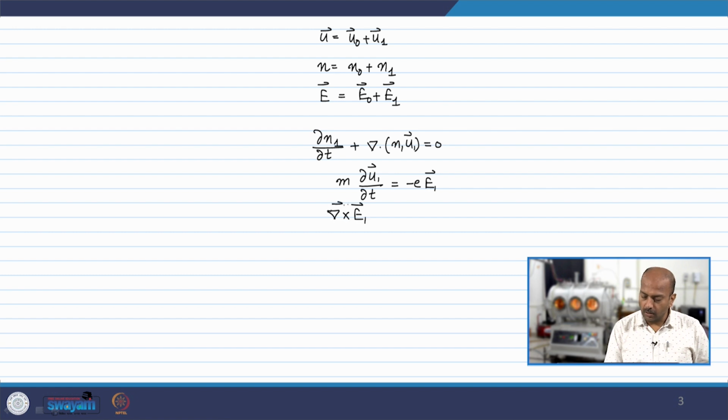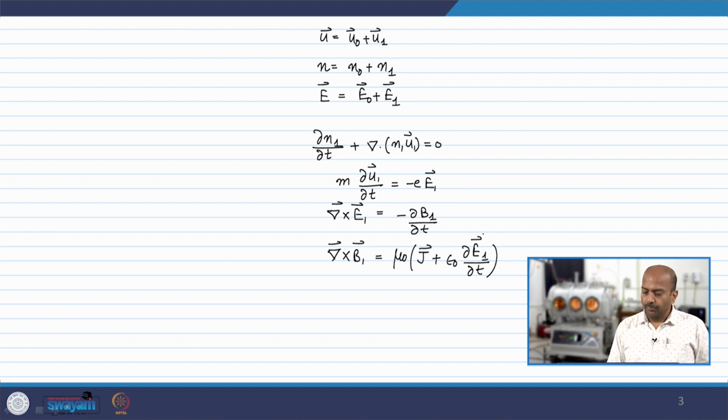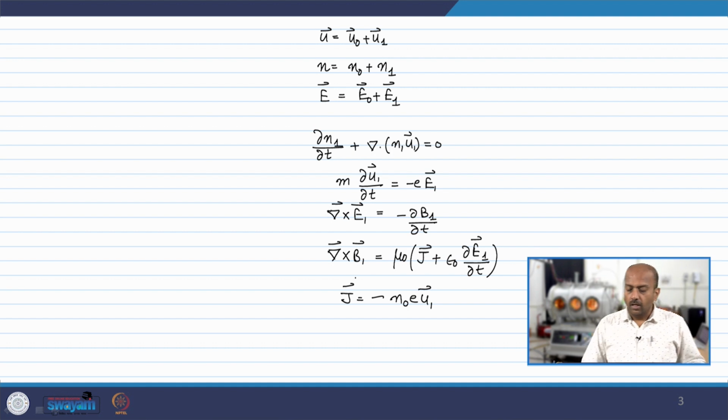And del cross E1 is equal to minus dou B1 by dou t, and del cross B1 is mu naught times J plus epsilon naught dou E1 by dou t, right, and the current density can still be written as minus n naught e u1, right. Now, what are these?